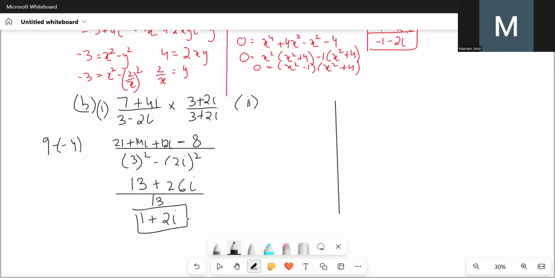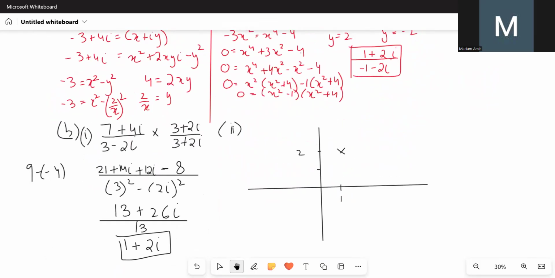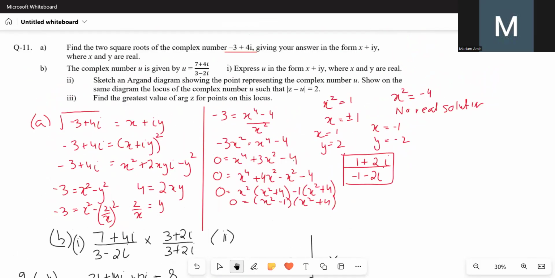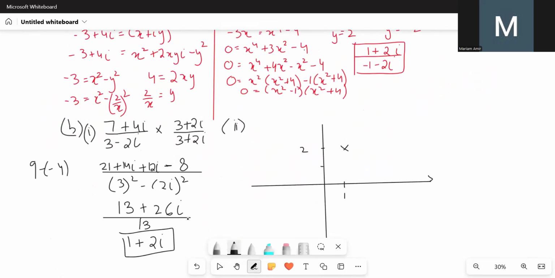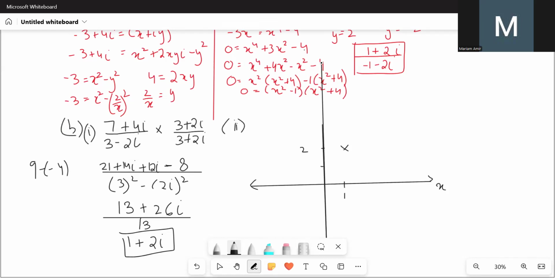This would be 1, and then 1 here, 2 here, so roughly here. This is the complex number 1 plus 2 iota. We also have to show real part and imaginary part. So this would be x, and this would be iota y. So you must properly label the axes.